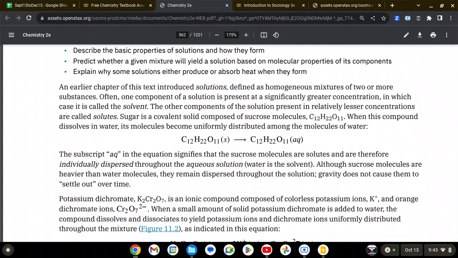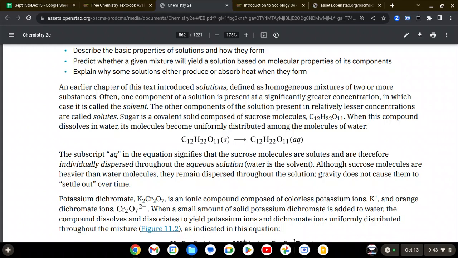Sugar is a covalent solid composed of sucrose molecules, C12H22O11. When this compound dissolves in water, its molecules become uniformly distributed among the molecules of water. Here's an equation. The subscript aq in the equation signifies that the sucrose molecules are solutes and therefore individually dispersed throughout the aqueous solution. Probably a better pronunciation is "aqueous," because it's derived from aqueous. I've heard it that way before, but I always say aqueous. Although sucrose molecules are heavier than water molecules, they remain dispersed throughout the solution. Gravity does not cause them to settle out over time.